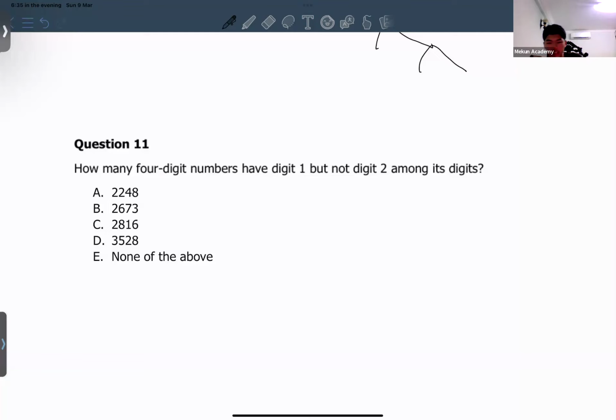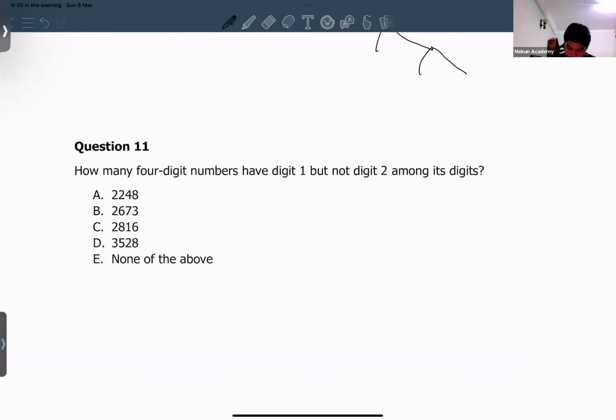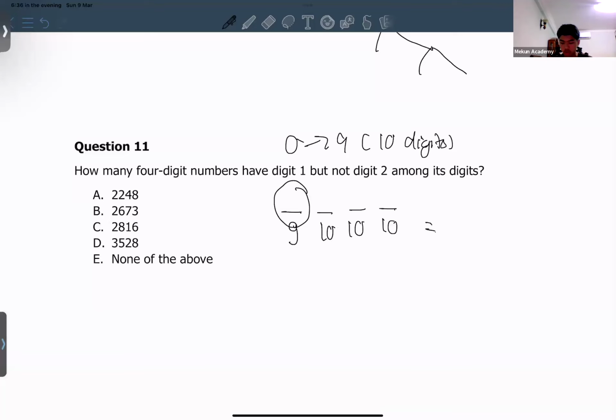So first, we need to find the total number of 4-digit numbers. Let's say you have 4 blanks like this. The numbers that you can put in are 0 to 9, which are a total of 10 digits. But in the first place, you cannot put 0, because if you put 0, it's going to be a 3-digit number. So from this, you can put only 9 digits there, then 10, 10, and 10. So the total number of 4-digit numbers is 9 times 10 times 10 times 10, which is 9,000.